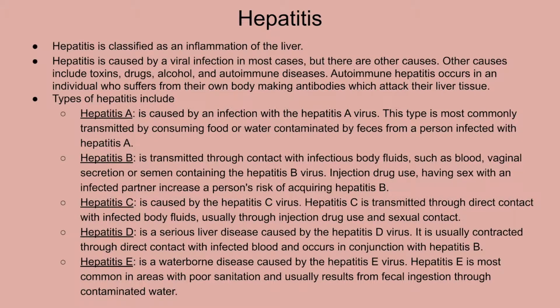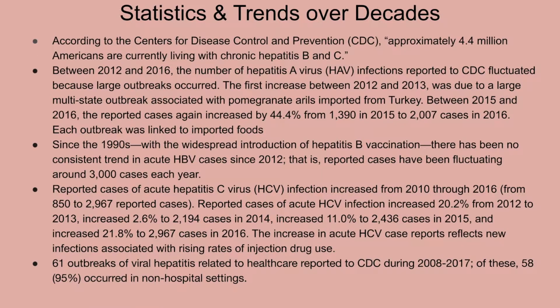Hepatitis C is transmitted through direct contact with infected body fluids, usually through injection drug use and sexual contact. Hepatitis D is usually contracted through direct contact with infected blood and occurs in conjunction with hepatitis B. Hepatitis E is a waterborne disease, and we see it mostly in areas with poor sanitation.